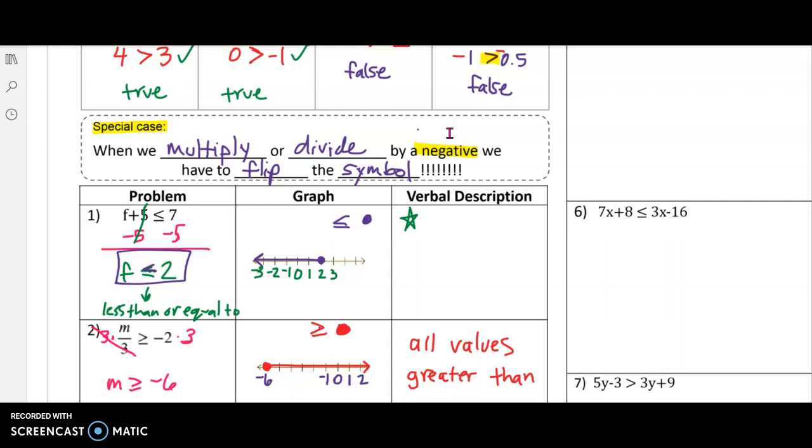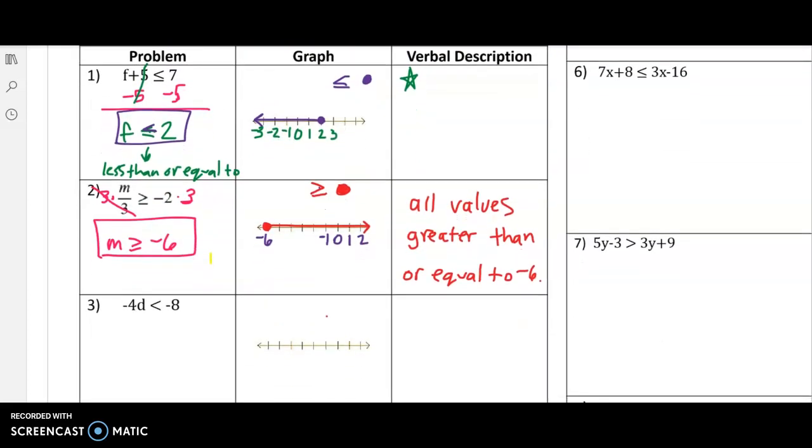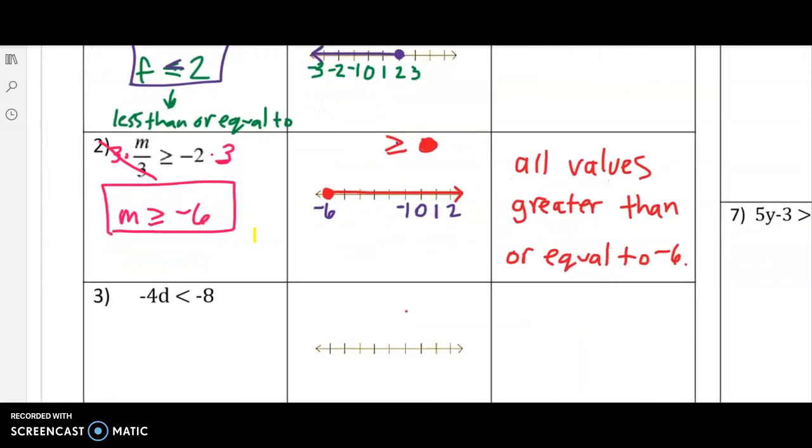It doesn't matter that our answer was negative 6. What matters is what did you multiply both sides by? In this case, we multiplied both sides by 3, positive 3. So the symbol did not flip. And since it does have the equal to bar underneath it, it is a solid dot. We are including negative 6 in our answer. And it went to the right because we wanted things that were greater than negative 6, which is to the right. So what I'd like you to do is take a moment to try and solve numbers 3 and 4.